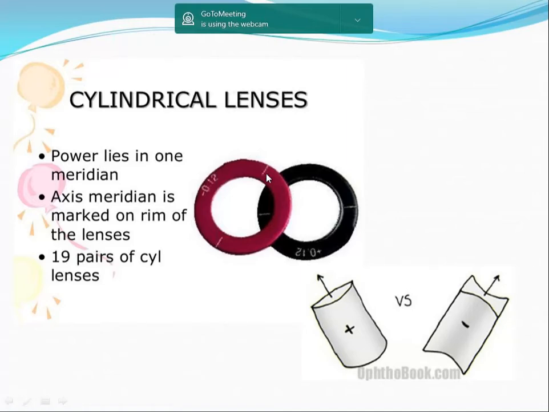But then you have to confirm it by moving. So when you keep it close to your eye, say keep it at 90 degrees, and start moving up and down, there won't be any movement. But when you move sideways, there will be movement. So that means that it is a cylindrical lens.